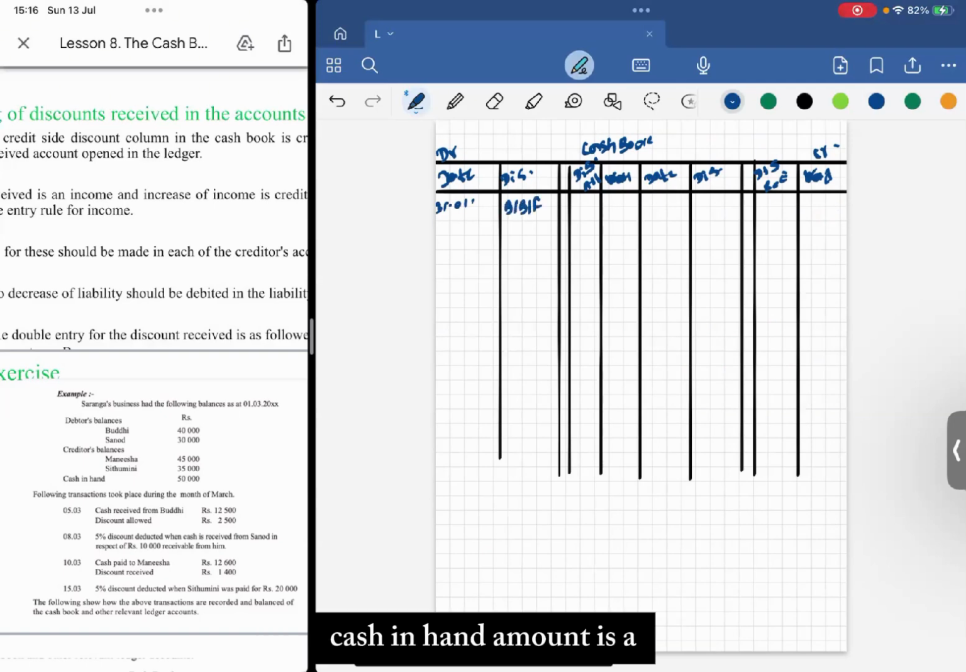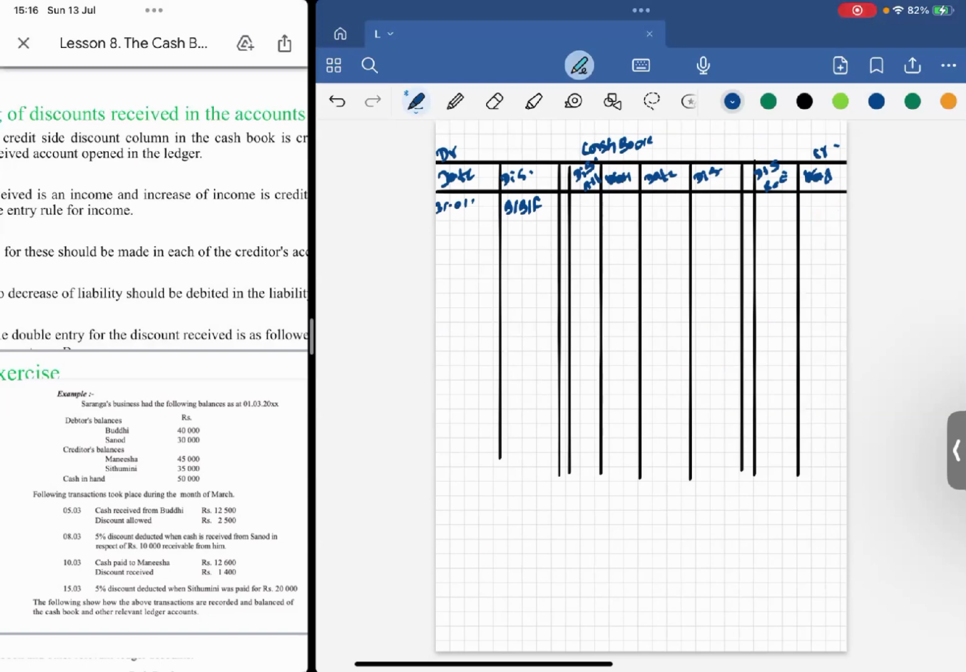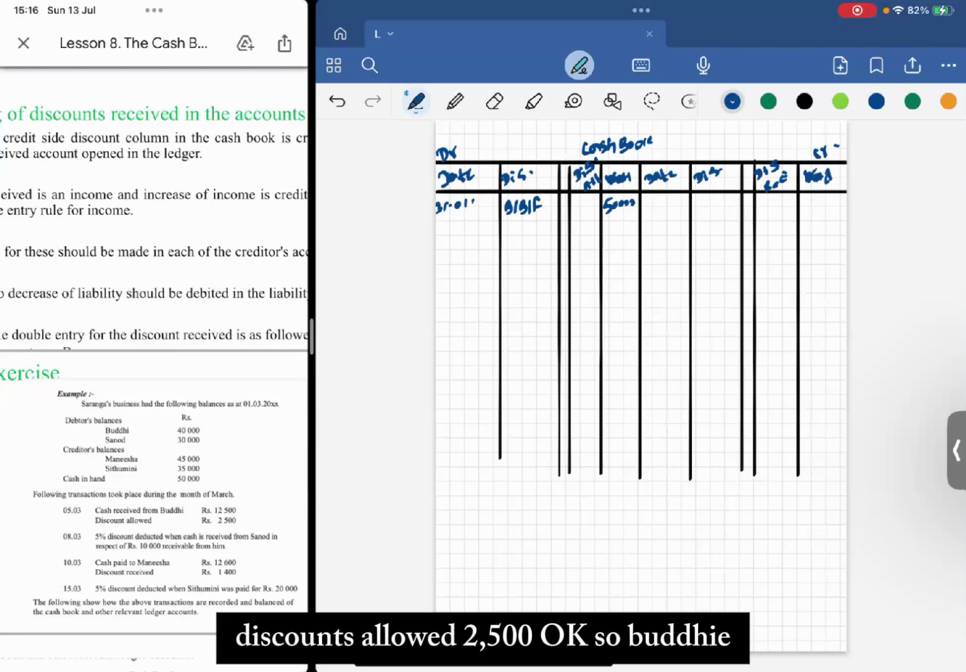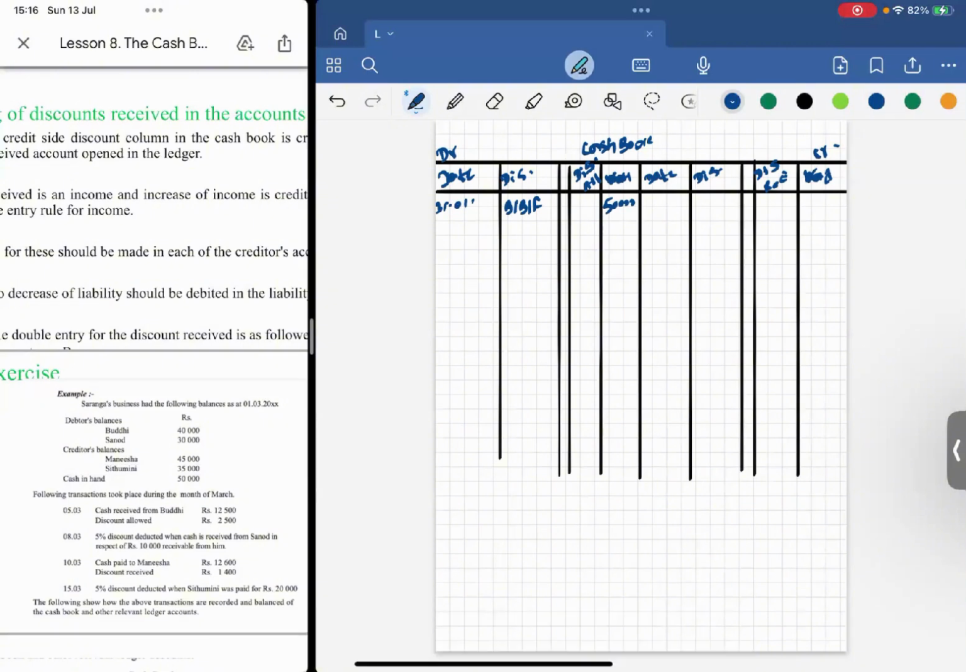They also have cash in hand, 31st Jan, balance brought forward. Cash in hand amount is 50,000. So let's go to the first transaction. Cash received from Buddhi, 12,500. Discounts allowed, 2,500.